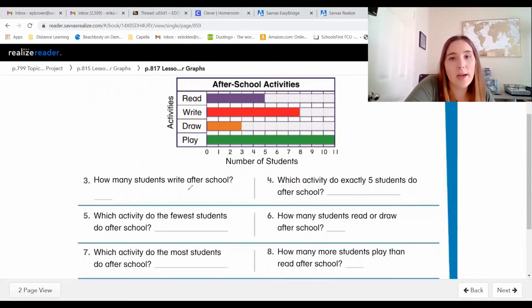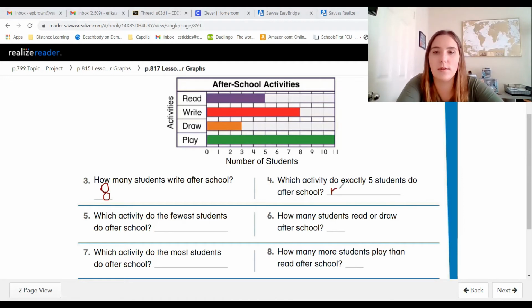It says how many students write after school. So these are after school activities. These are the activities that they could choose. And this is the number of students. So how many chose writing? Well, if we follow the right bar, it goes all the way to 8. So we can say 8 students chose writing. Now number 4. It says, which activity do exactly 5 students do after school? So which one of these has 5 students? Well, drawing has 3, playing has 11, writing has 8, but reading has 5 students. So reading has exactly 5 students.